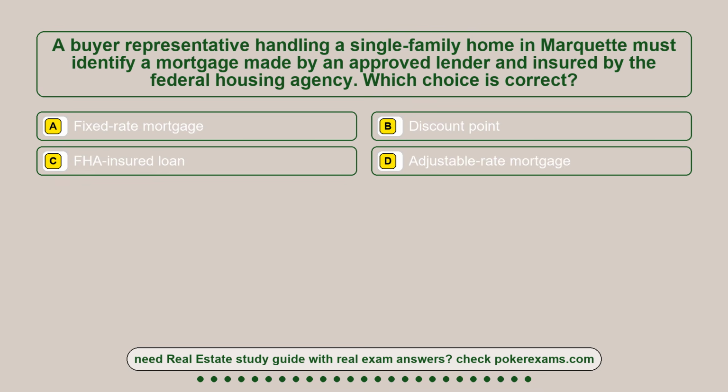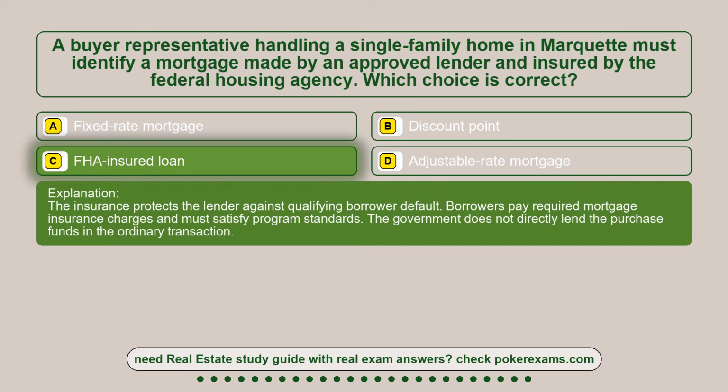Question 6. A buyer representative handling a single-family home in Marquette must identify a mortgage made by an approved lender and insured by the Federal Housing Administration. Which choice is correct? Option A, fixed rate mortgage. Option B, discount point. Option C, FHA-insured loan. Option D, adjustable rate mortgage. The correct answer is option C, FHA-insured loan.